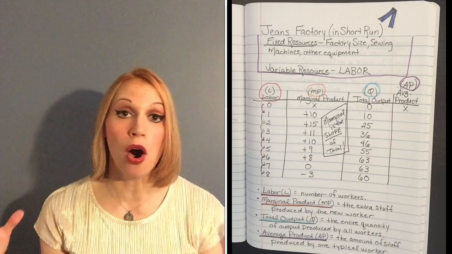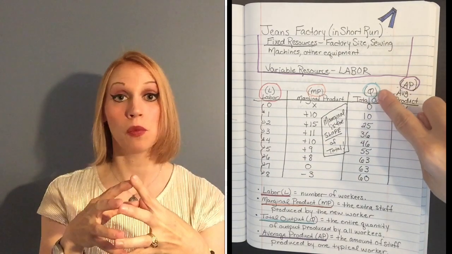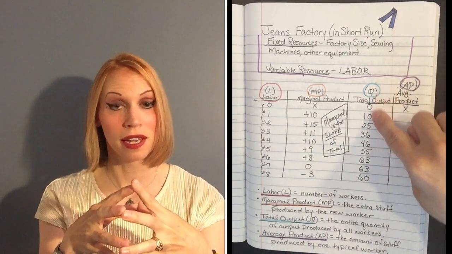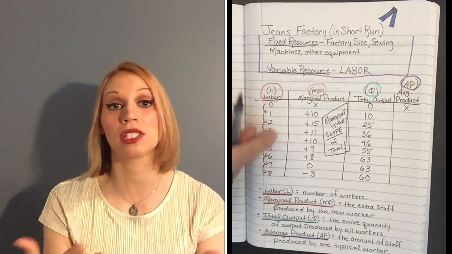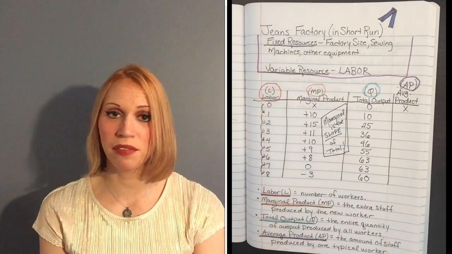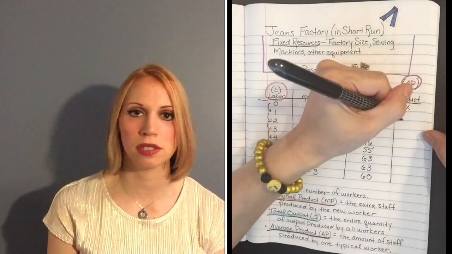Well, if I'm trying to figure out how productive one average worker is in that factory, then I'm going to get my overall total output, which is our Q, right? And we're going to divide that by the number of workers we have, which is our labor. So when we do 10 divided by 1, obviously that first person, they're just making 10.